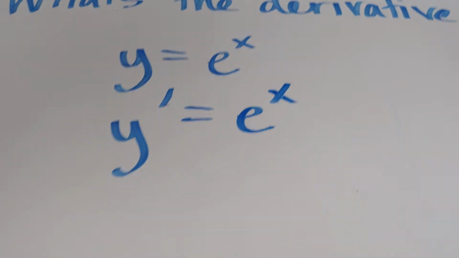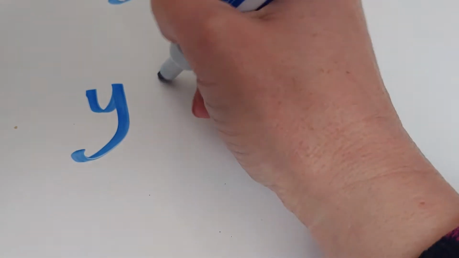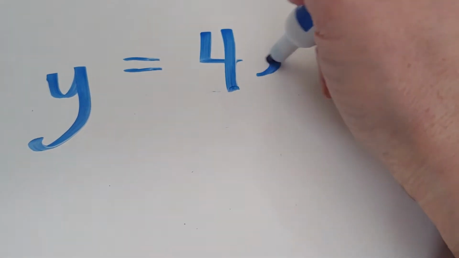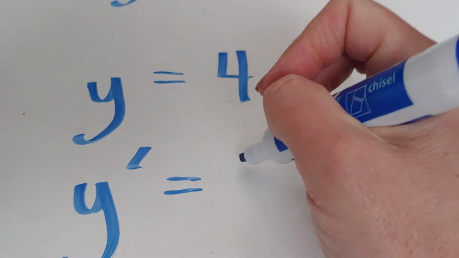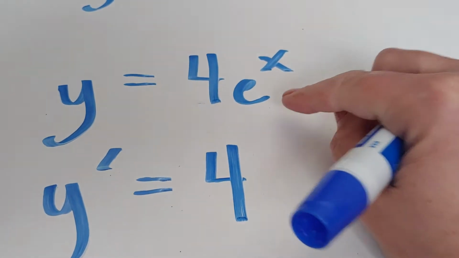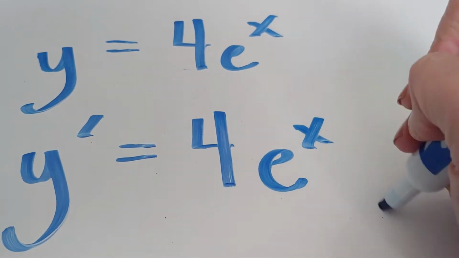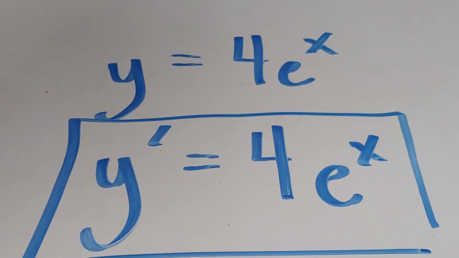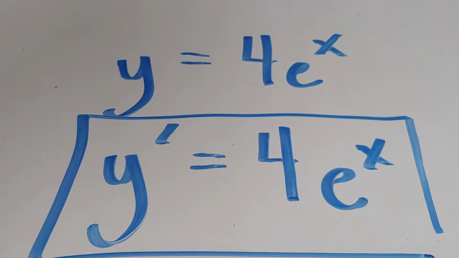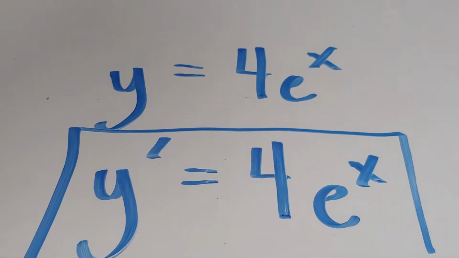Yup. So if you had y equals 4e to the x, its derivative would be, well, 4 is a coefficient. It just comes along for the ride. And the derivative of e to the x is e to the x. Pretty easy so far, right? Well, don't forget, we still have our product rule, chain rule, all of that good stuff.